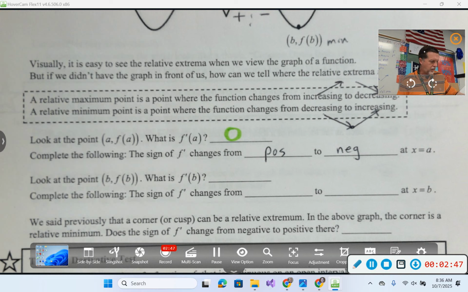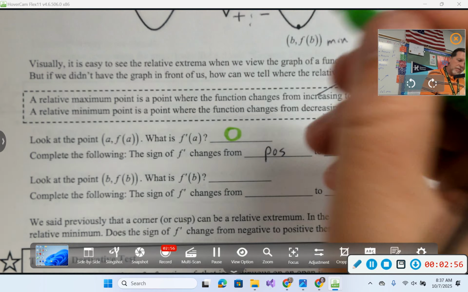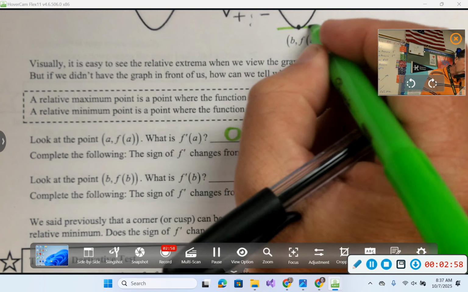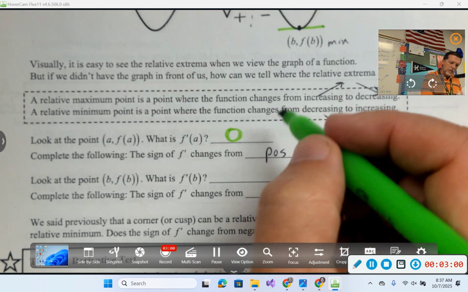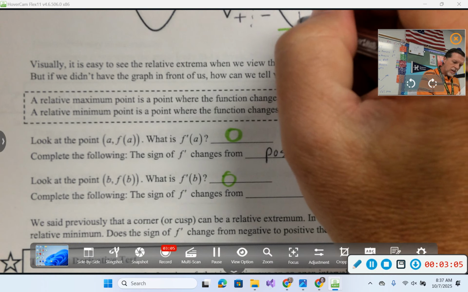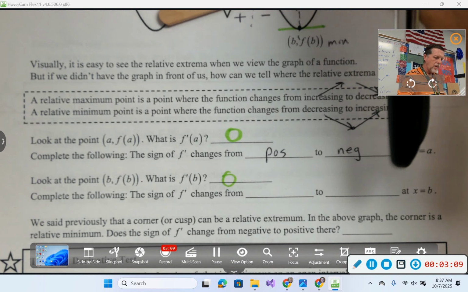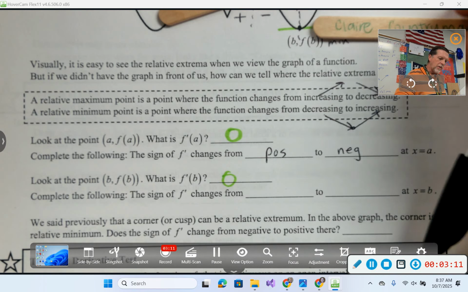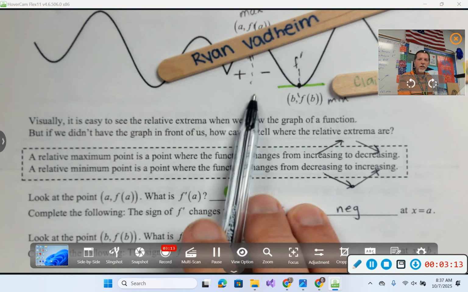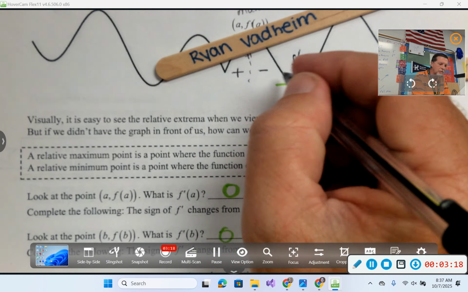Let's do the same thought process at point b. What is f prime at b? At b, what's the slope of the tangent line? 0. Still 0. Like a, it's 0. Now let's talk about the signs of f prime. What's the sign of f prime right here? Negative. Why is it negative?